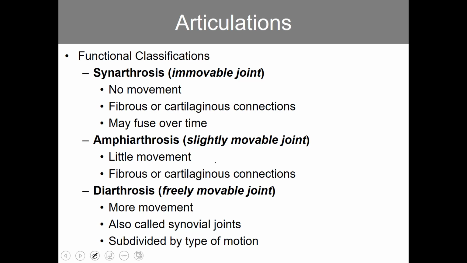Amphiarthrotic joints are slightly movable joints. Again, fibrous or cartilaginous in nature. They do allow for some movement. The diarthrotic joints are the freely movable joints, and these are the joints that you think of when you think of anatomical joints. They allow for free movement. They're also known as synovial joints, and we can subdivide them on the type of motion that they allow for.